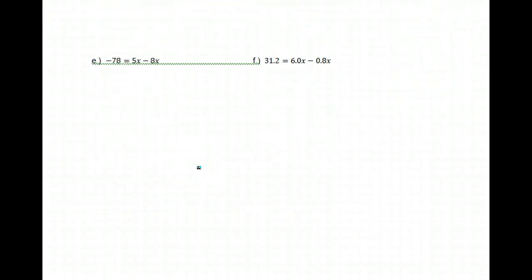I would like for you to try letters E and F. Please keep in mind that you may have to combine like terms before you can do anything. Hint, hint. Go ahead, pause the recording, complete E and F. When you are ready, we will come back together to check your work.